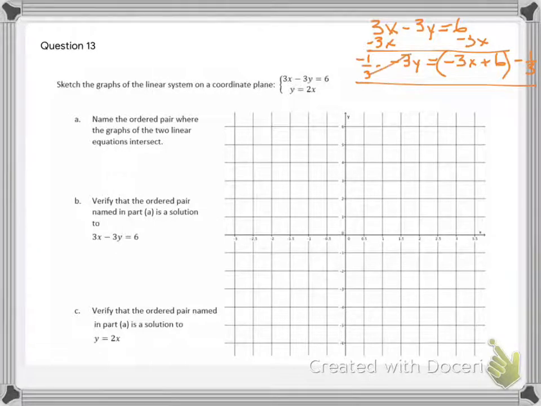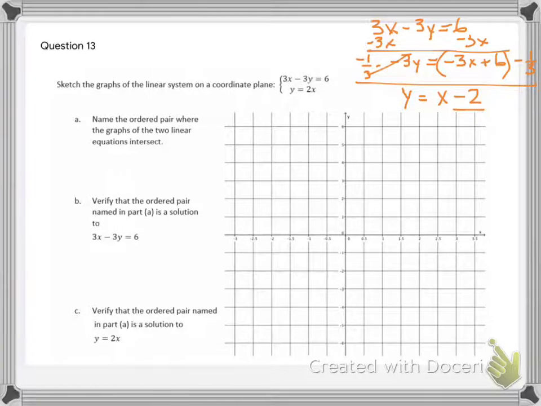Okay, so the 3's cancel, and negative times negative gives us a positive y is equal to negative 3 times a negative 1/3 is a positive 3/3, or positive 1x. And then negative 1/3 times 6 is a negative 6/3. 6 divided by 3 is 2, so that's a negative 2. So it's y equals x minus 2.